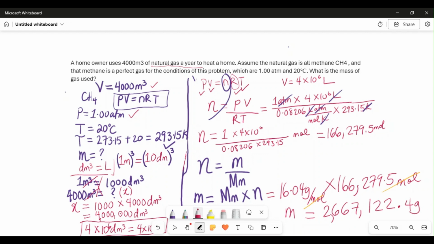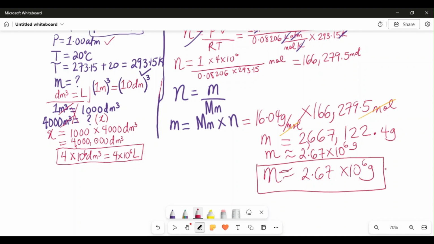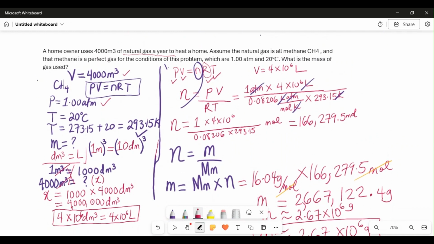Which is 2,667,122.4 grams, which, when we approximate using 3 sig figs, we end up with 2.67 times 10 raised to the power of 6 grams. So the answer to this question is simply that the mass is 2.67 times 10 raised to the power of 6 grams. That is the mass of gas used in the entire year to heat up the home.